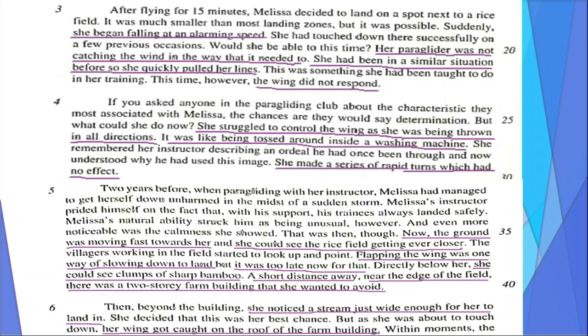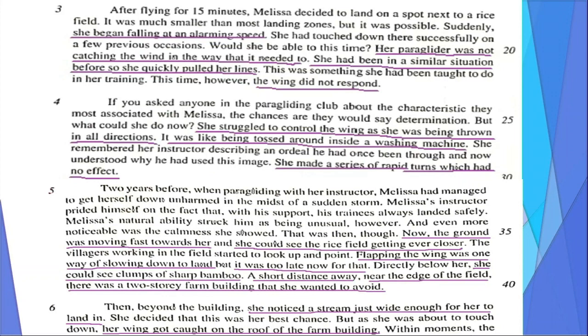Her paraglider was not catching the wind in the way it needed to. So this is another problem, that her paraglider was not working properly. So we underline this one. She had been in a similar situation before, so she quickly pulled her lines. That is something that she did to overcome her problem. So let's underline that as well.